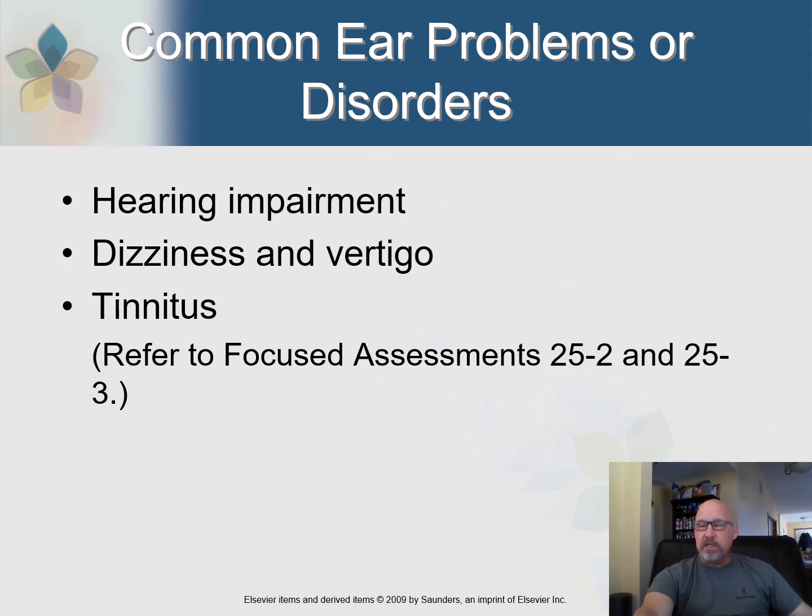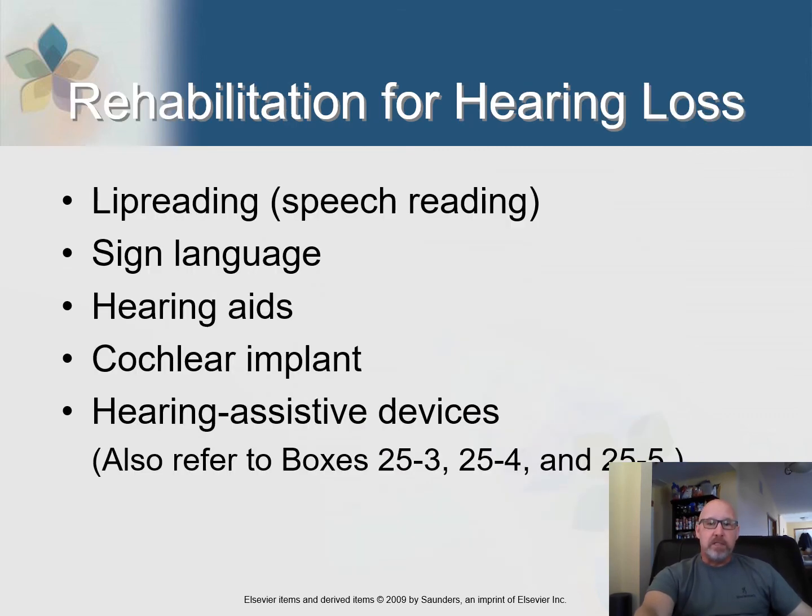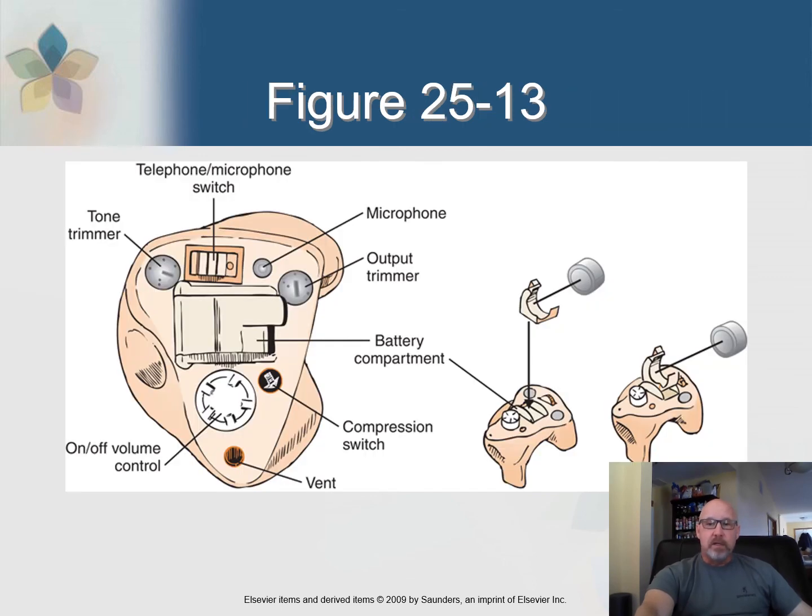Dizziness, vertigo, tinnitus. Tinnitus is just ringing in the ears. All right, already told you how to flush the ears to clean. And then rehabilitation. Some patients might need to be taught sign language over time because their hearing loss might be permanent. They might end up with a cochlear implant or hearing aids. Hearing aids are a huge aid for geriatric patients. And of course, some patients learn to read lips or sign language. One of the issues with hearing aids is they're battery operated, so knowing how to replace the batteries is going to be an important aspect of your nursing care, believe it or not.